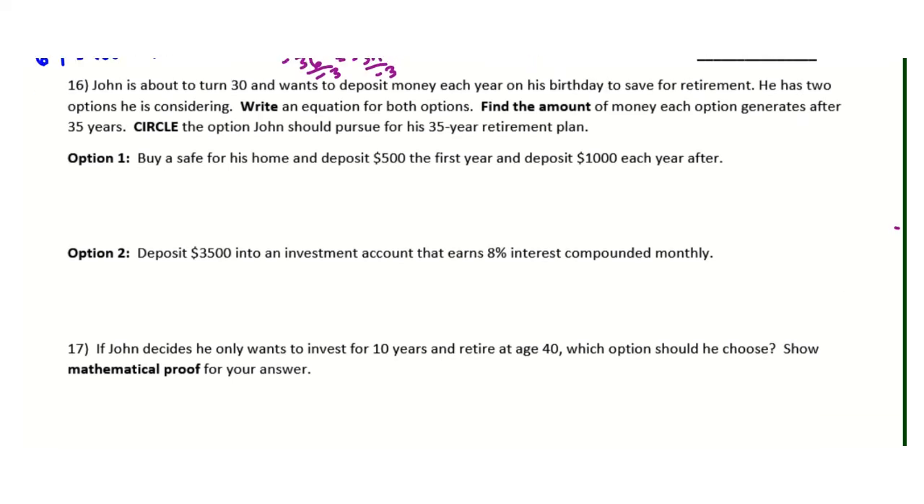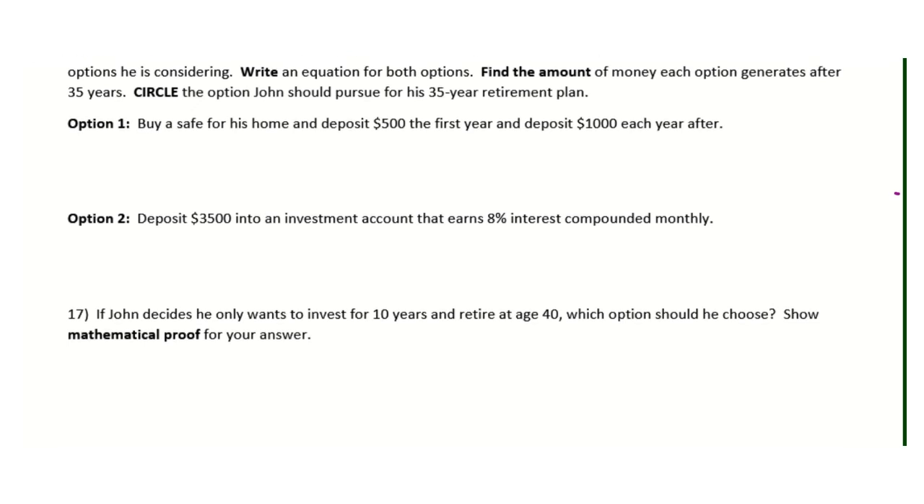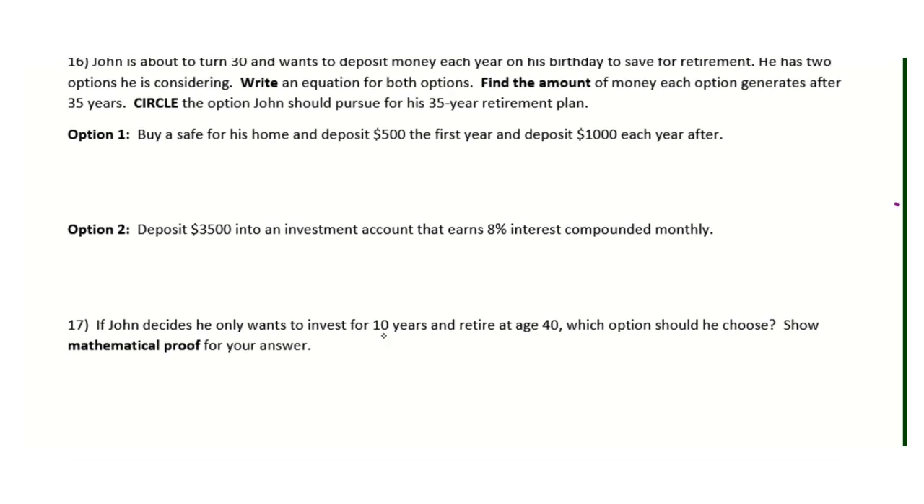So this problem is having us do 3 different things. Option 1 is buy a safe for his home and deposit $500 the first year and then deposit $1,000 each year after. Well, this is going to be linear, and I know that because I'm adding $1,000 every year. Whenever you have a pattern that's adding, that's linear.